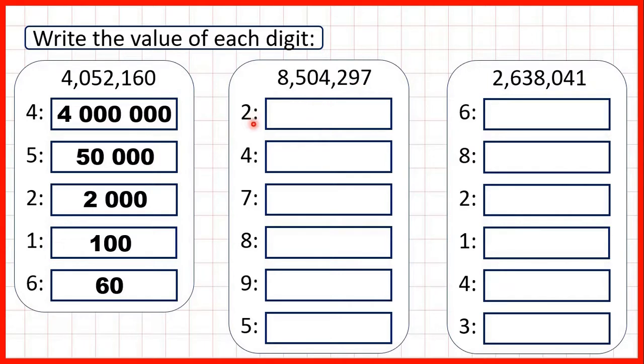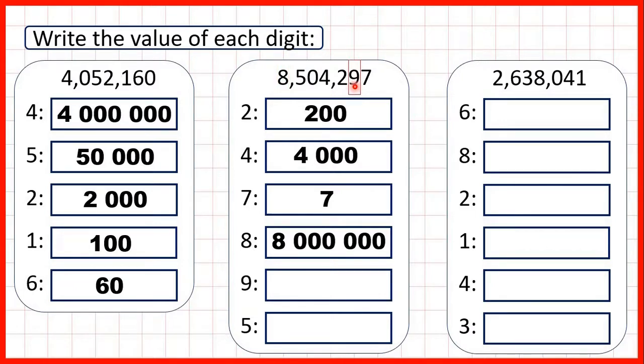Now we have 8,504,297. So first we need to find the value of the 2. That's in our hundreds place value, so stands for 200. Now the 4 is in our thousands, so that's 4,000. The 7 is in our ones, so that just stands for 7. The 8 is in our millions, so that's 8 million, 8 with 6 zeros on the end, because we have 6 digits or 6 place values after the 8 in our millions.